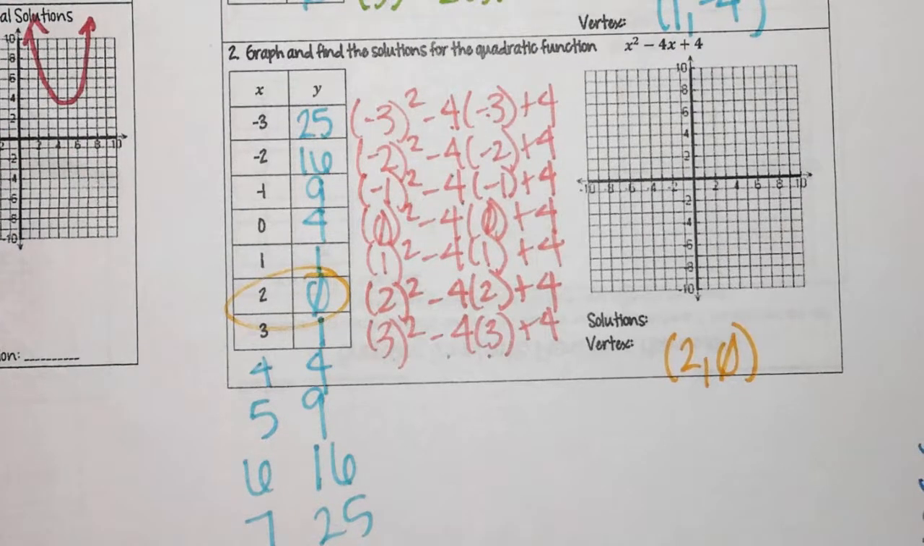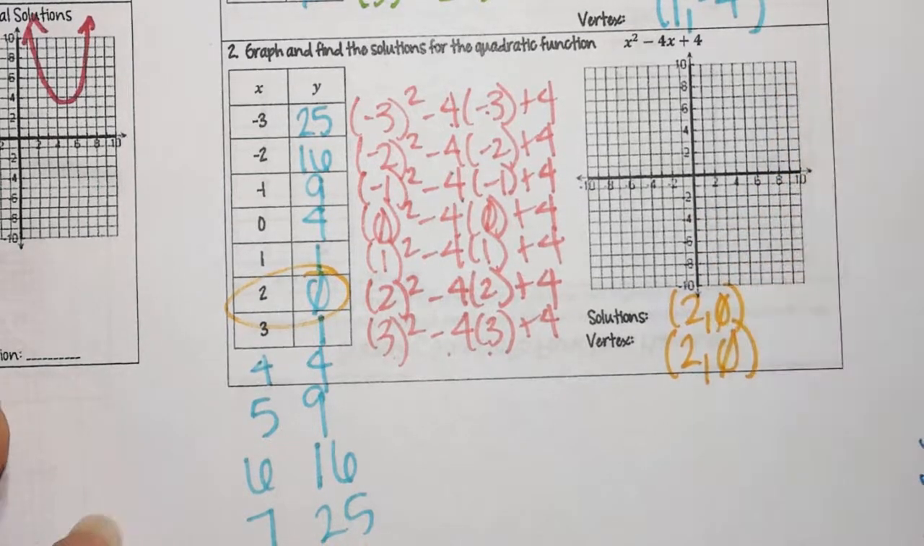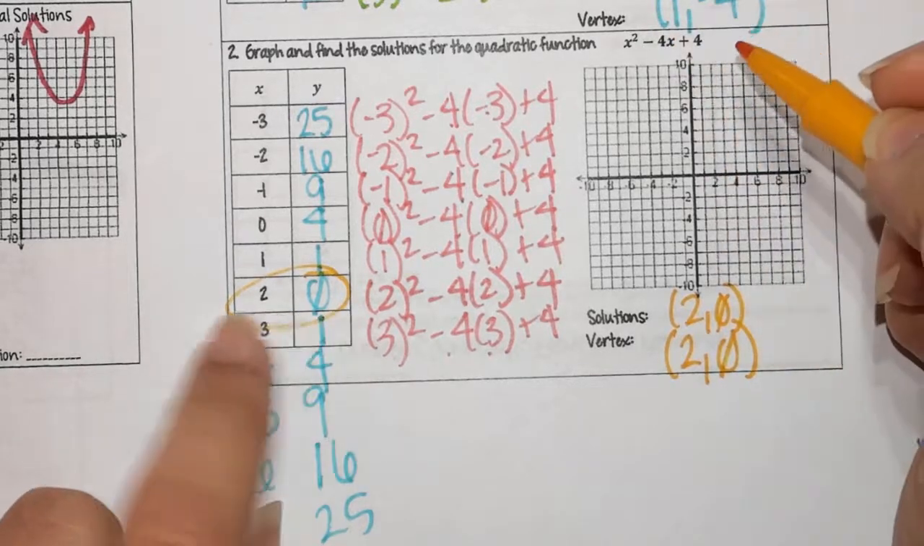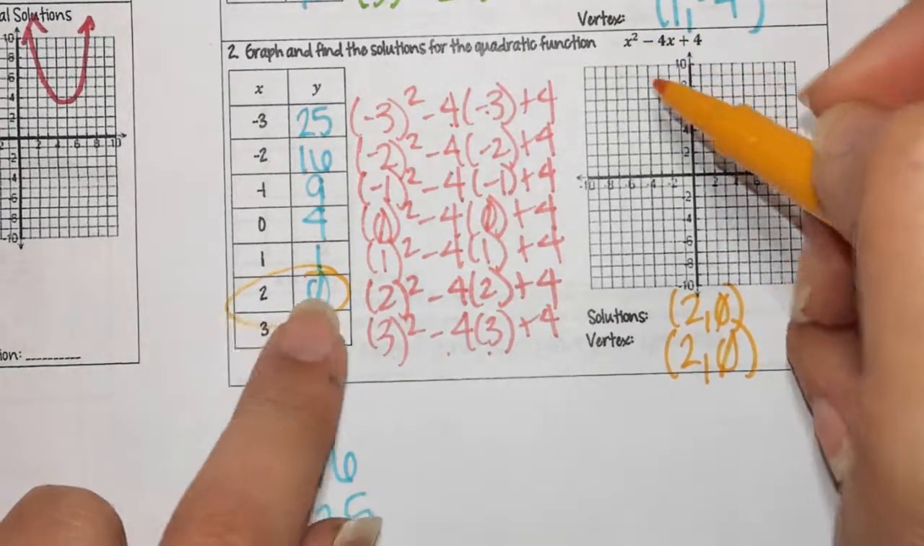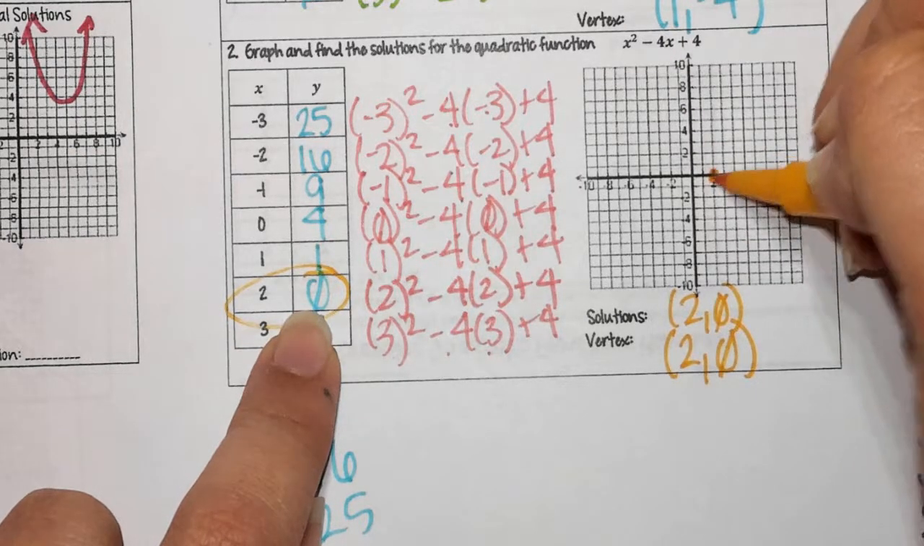Now, our solutions are where y equals 0. So where does y equal 0 on this? 2, 0. So that time it happens to be the same thing. Are you ready to graph it? Alright, let's plot our vertex, 2, 0. Everybody go right 2, don't go up any.